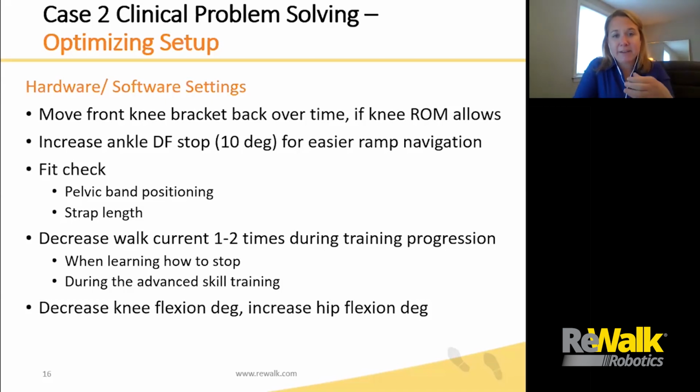Early on, they might have needed those knee brackets positioned a little bit anteriorly to allow for some knee flexion, for tightness either at the gastroc or the knee joint directly. But as they progress, they likely have gained this range back. So we want to be constantly assessing, potentially moving those brackets to a more posterior position that will encourage a little bit more upright anatomic positioning. As I mentioned, the dorsiflexion stop: increasing that, especially if they're having a tough time with ramp navigation, but in general, in the advanced phases, you want to increase the range to as anatomic a position as you can.